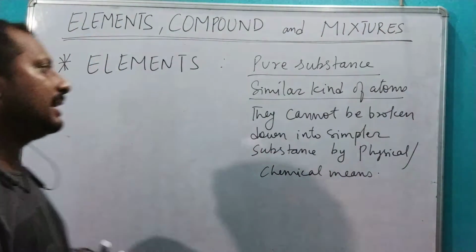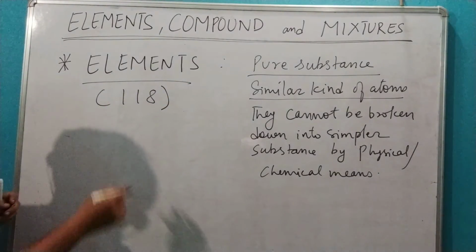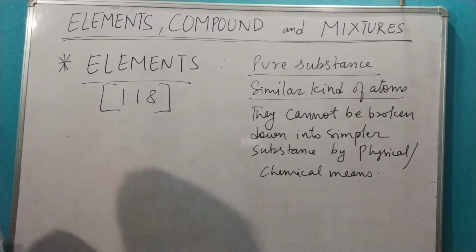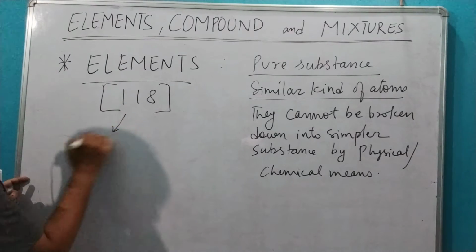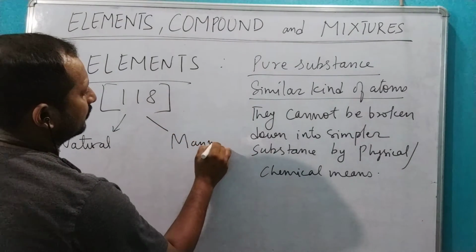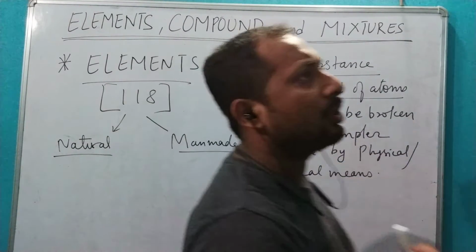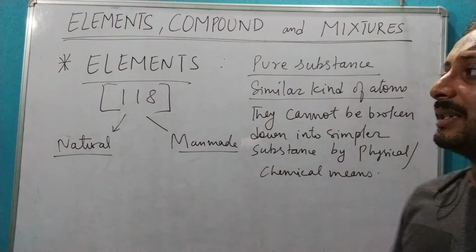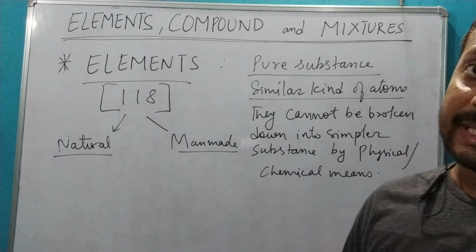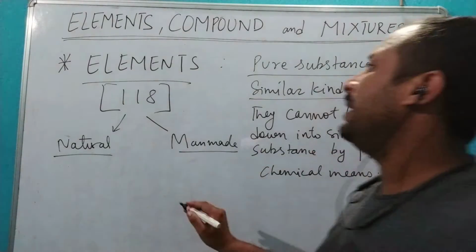Generally, when we talk about elements, there are about 118 elements known to us. You can see the periodic table. It is made up of 118 elements we have known so far, of which some of them are naturally occurring and some of them are man-made. The most important elements that come into our mind, for example, are hydrogen, oxygen, carbon, nitrogen.